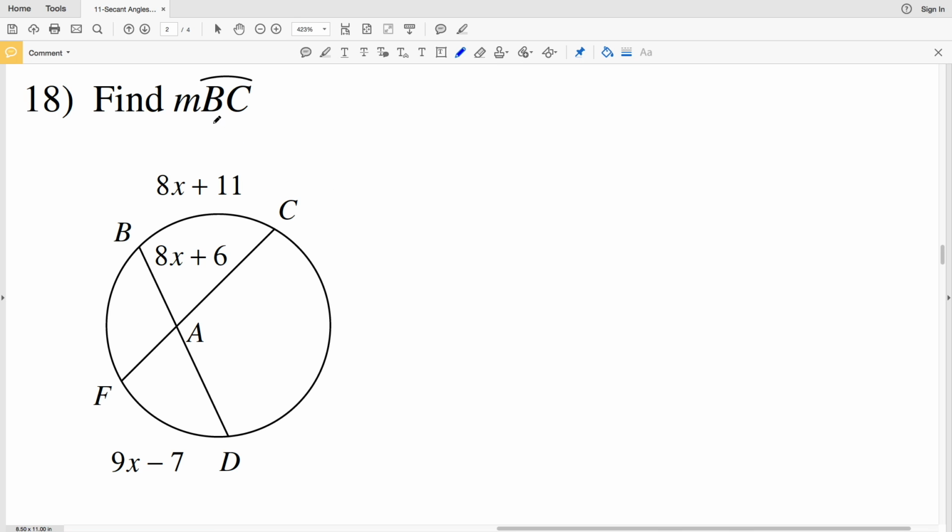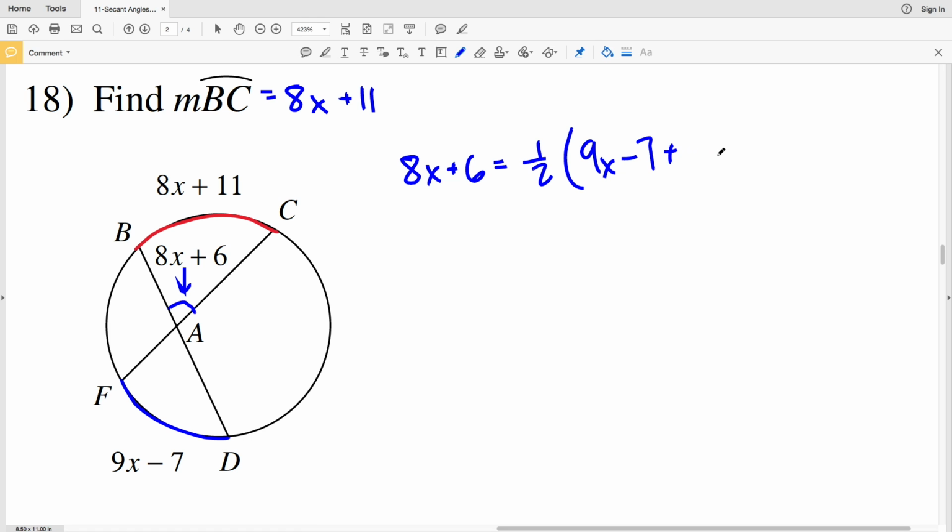Now, in number 18, we're finding the measure of arc BC, which they give us in terms of x. That is 8x plus 11. Notice that the intersection of chords occurs within the circle, so I'm going to be summing the intercepted arcs. The angle, 8x plus 6, is equal to half the sum of the intercepted arcs. So that's going to be 9x minus 7 plus 8x plus 11.